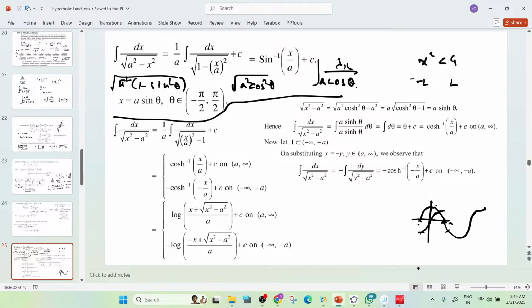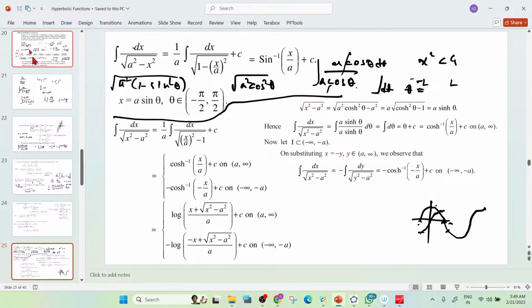Okay. What is our dx? x is a sin theta, so dx is a cos theta d theta, right? Yes, dx also we have to change, not just the denominator. So a cos theta over a cos theta, both will get cancelled. Integral of d theta is nothing but theta. What is our theta? Sin inverse x by a. That's why you got sin inverse x by a. Okay?